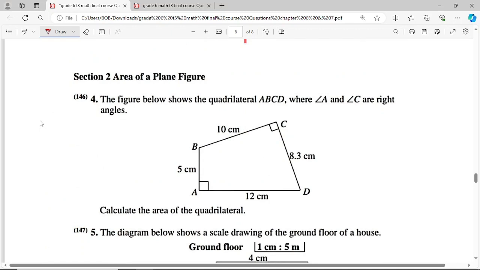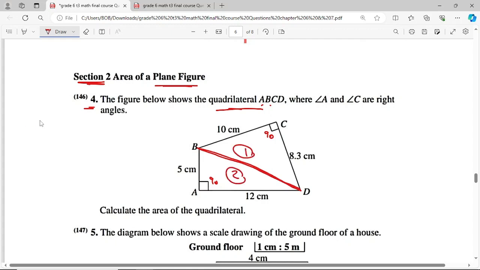Okay, now we'll answer the question regarding section 2, area of a plane figure. The figure below shows the quadrilateral ABCD. I have ABCD where A and C are right angles. That means this angle is 90 and this angle is 90 because they are right. Calculate the area. Now as you can see, this quadrilateral we can split into two triangles. Okay, and I have here triangle 1 and triangle 2.